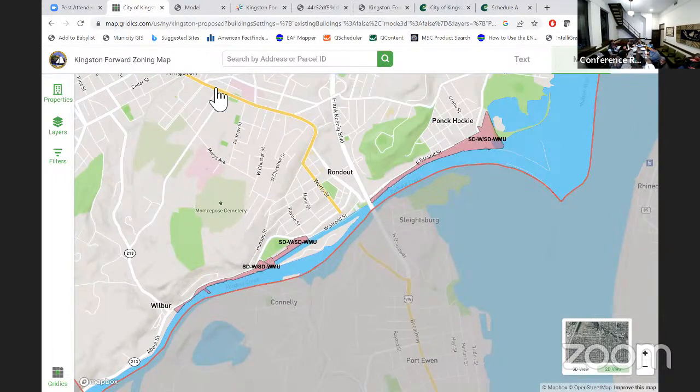So I will get an answer on how the first floor is calculated. For some reason I don't know, but I will double check that. Okay? Any other questions about the waterfront? We'll get into the actual waterfront standards probably next time. It's in section 4. Anybody?